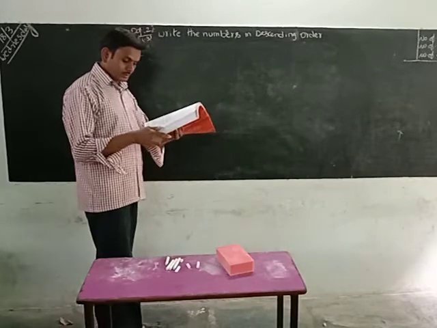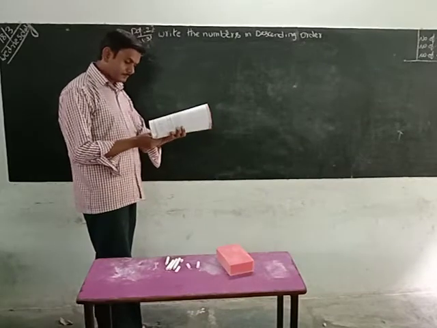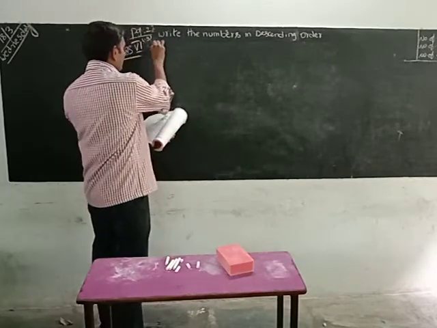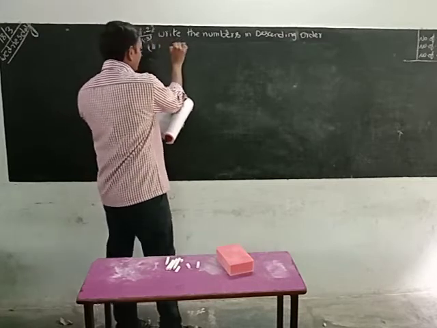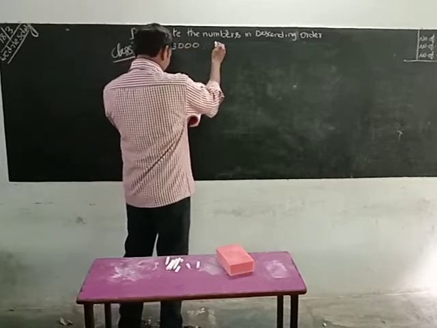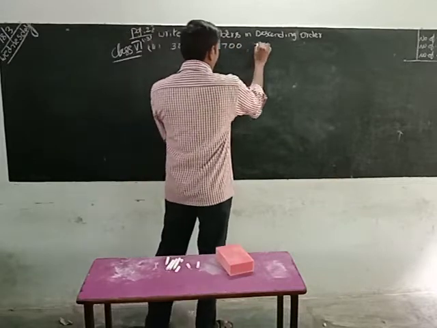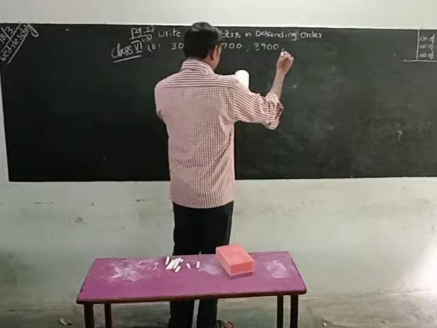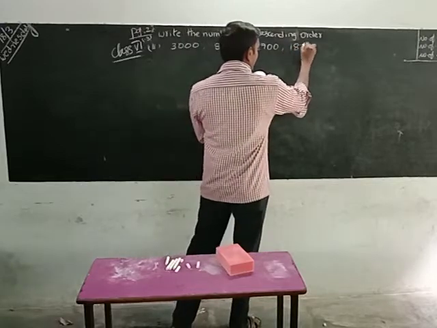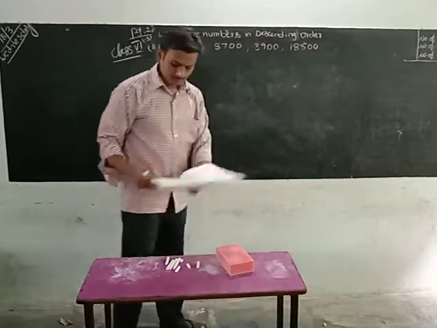I think all of you understood. Now one more sum, the third one. That one we will discuss and complete. 3,000, 8,700. Directly we will complete this one. I will not write the total solution here. In short form we will complete this one.